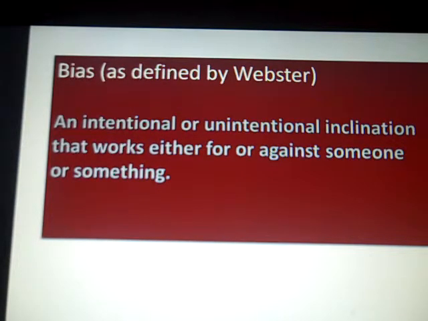Prejudice and discrimination come from bias. Now, bias can be on purpose or it can be unintentional. So, by definition, bias is an intentional or unintentional inclination that works either for or against someone or something. So, you can be biased or prejudiced in a positive way toward groups of people, or more commonly, like we think of, in a negative way against specific groups of people. And we can apply all of these concepts to our discussion of urban sociology.